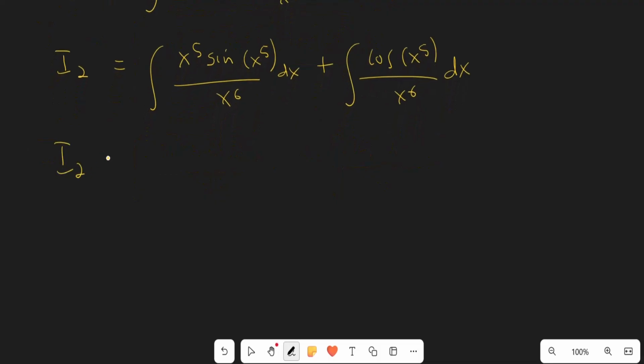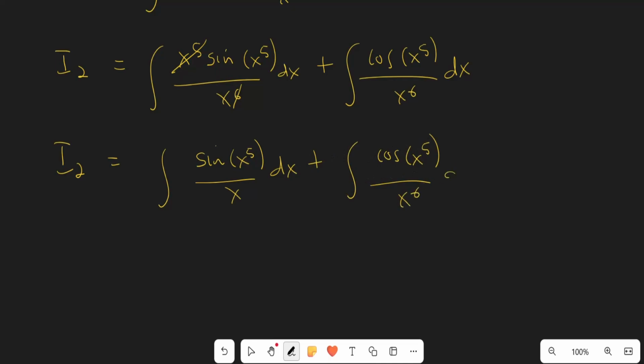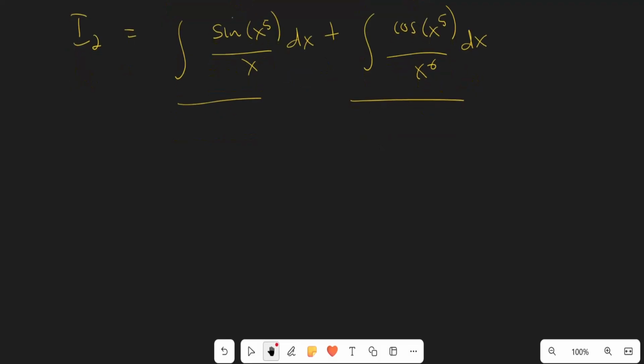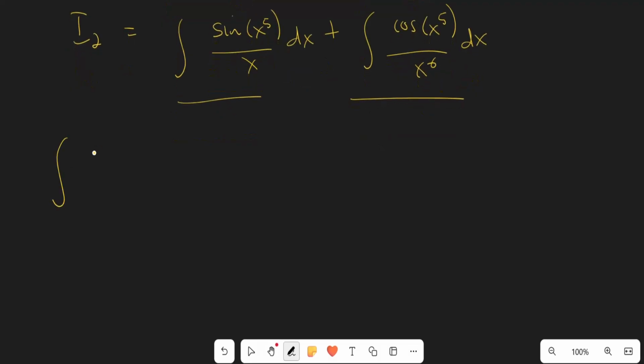So I2 becomes the integral. x^5 of this will cancel x^5 of that, leaving x at the bottom. So that becomes sine of x^5 divided by x dx plus the integral of cosine of x^5 over x^6 dx. So I'm going to leave this one for now and tackle this using integration by parts. So we are going to solve the integral. I can actually do this in a different color.